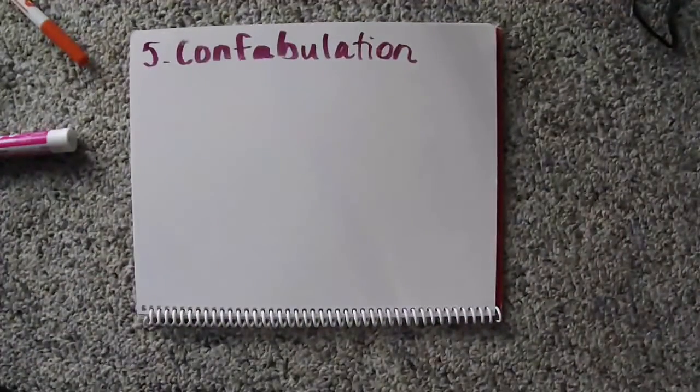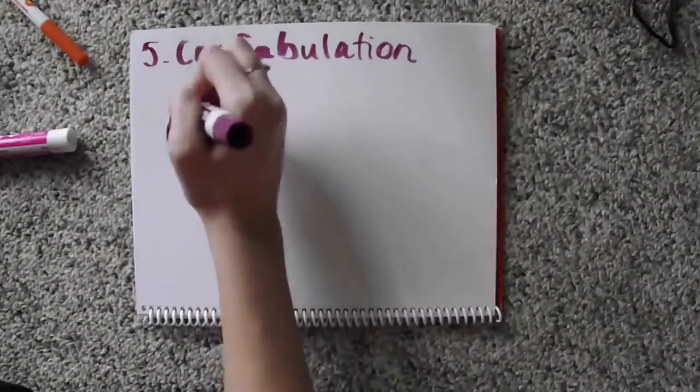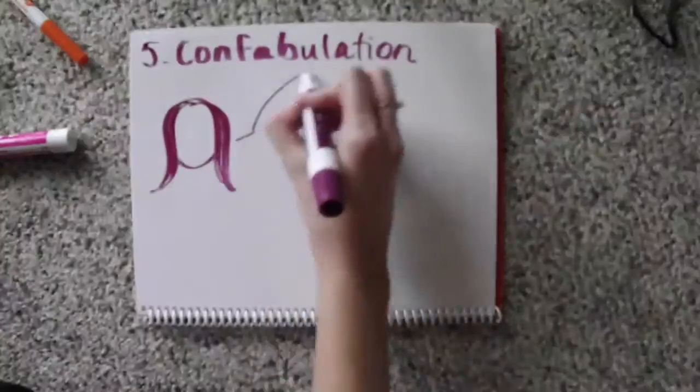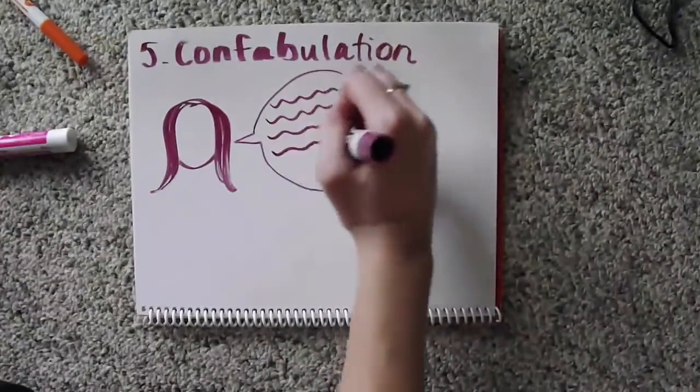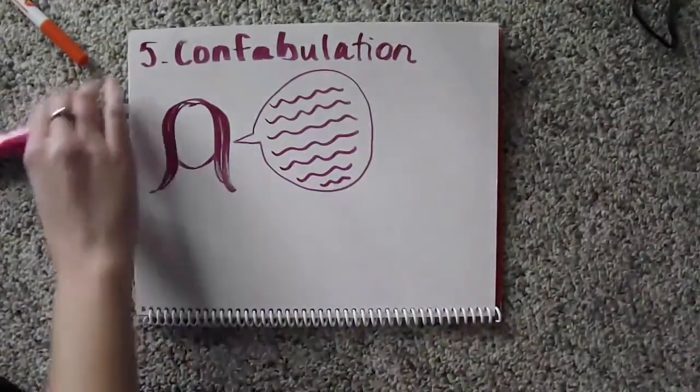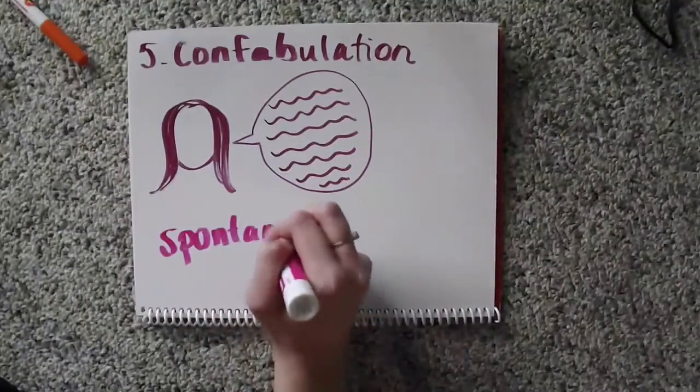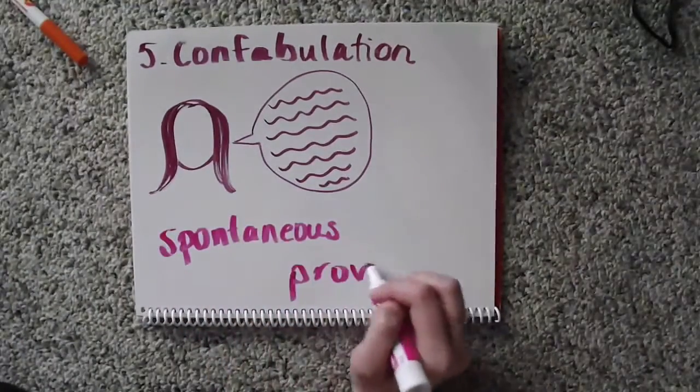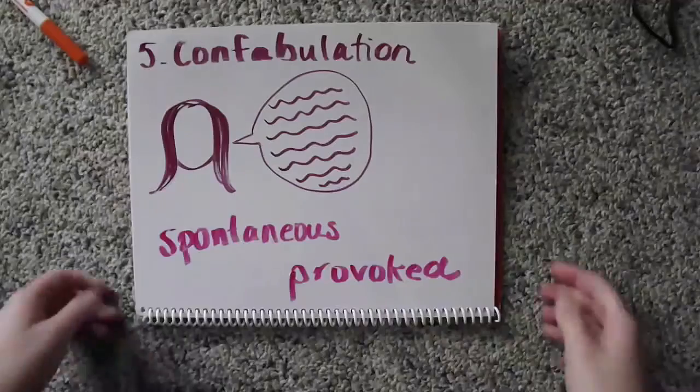Confabulation refers to when an individual makes up experiences or stories. They often retell them with great detail, and the stories seem very plausible. Confabulations can be provoked when the individual with RHD is asked questions. Confabulations can also be spontaneous.